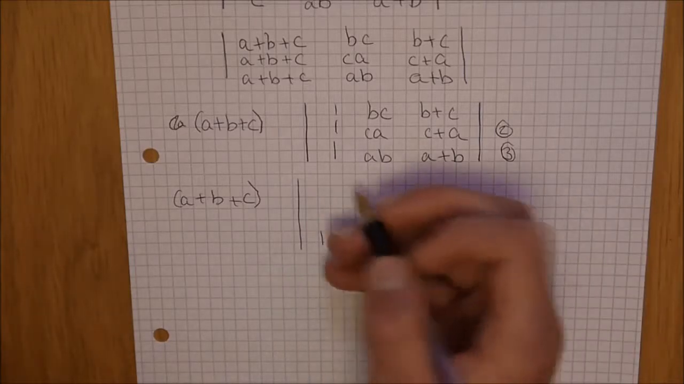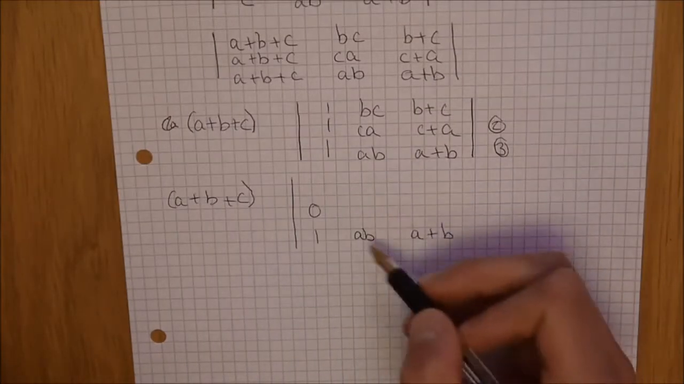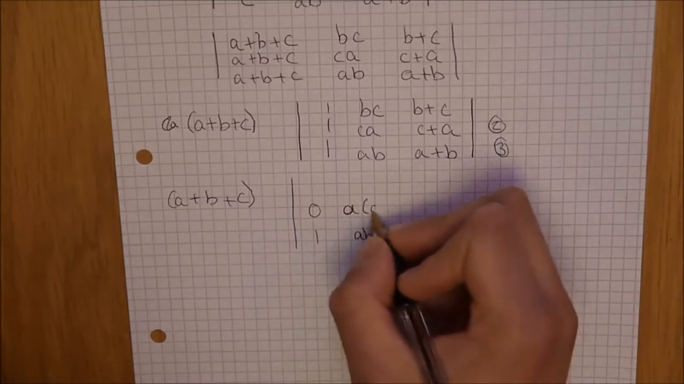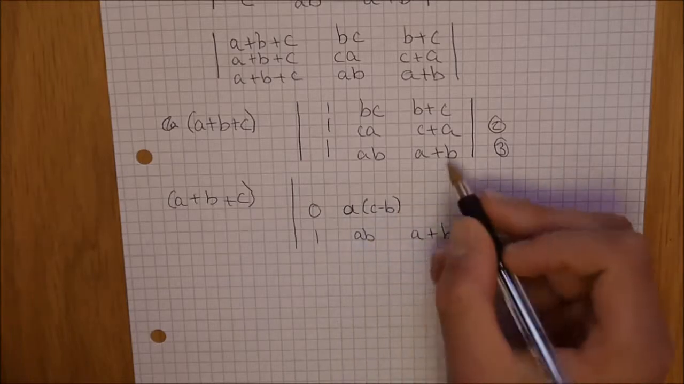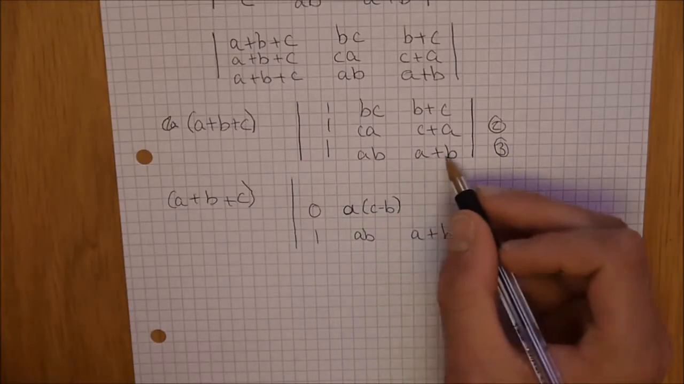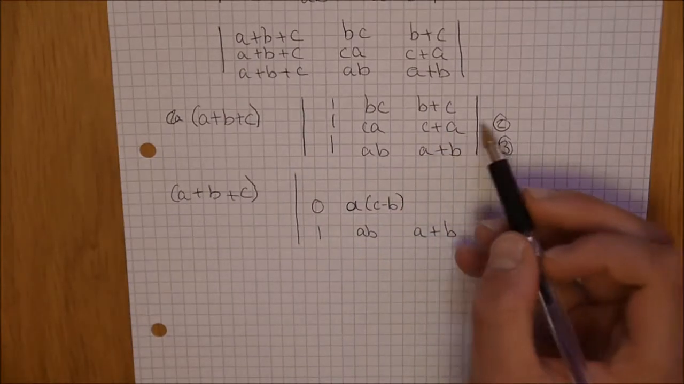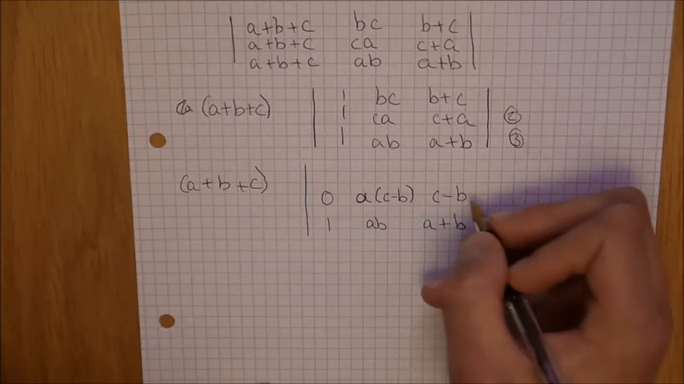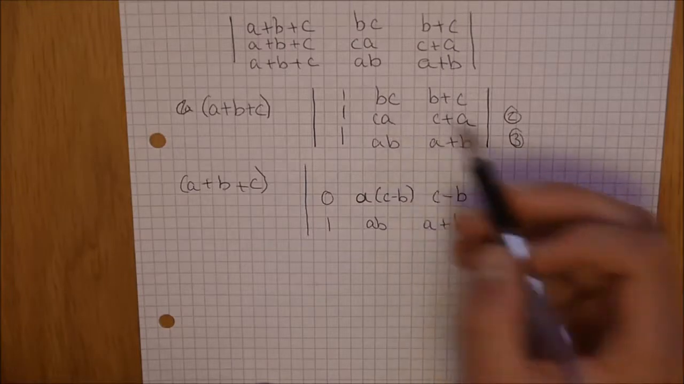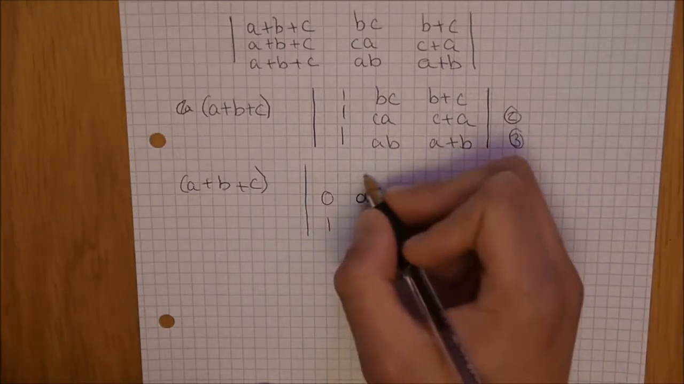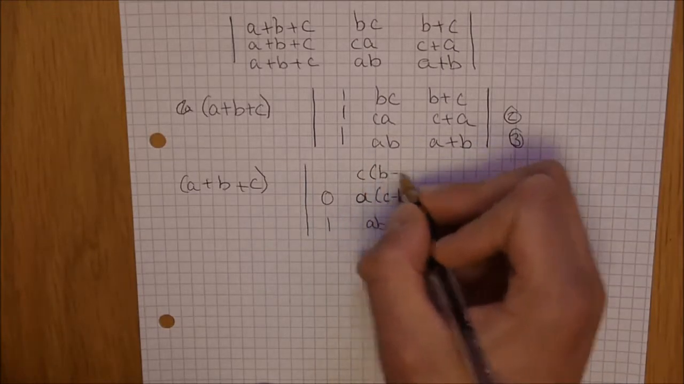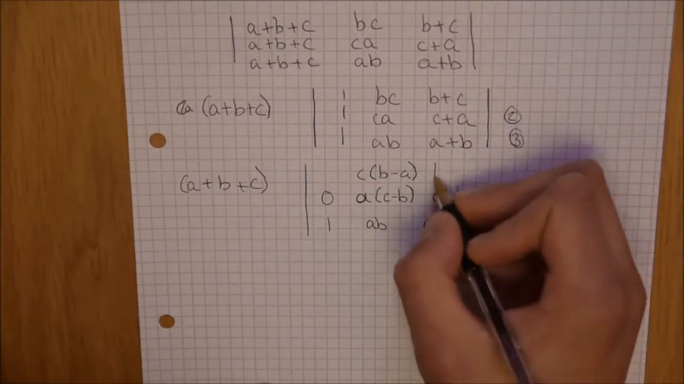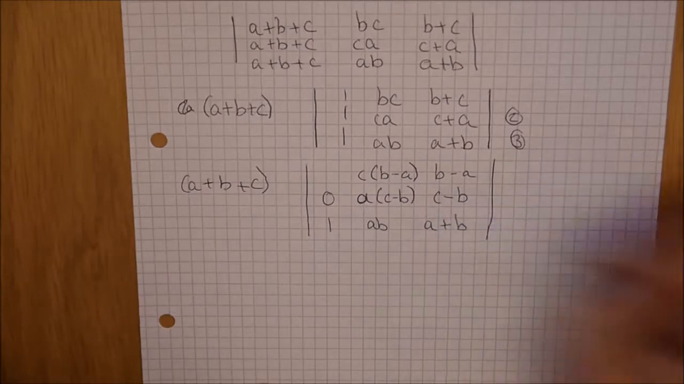Then we're going to do 1 minus 1, which is 0, CA minus AB, which you can simply write as A lots of C minus B. And then we've done C plus A minus A plus B. So C plus A minus A cancels the A's, C minus B. And then on the top row, we would have done BC minus CA, so we can take out C and just write B minus A. And then we can do B plus C minus C plus A, which just gives us B minus A.